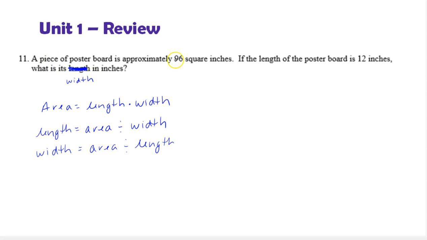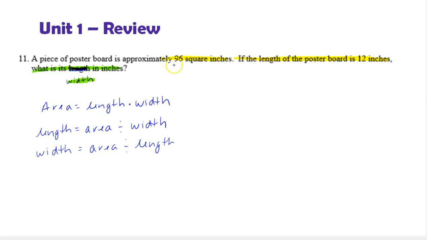A piece of poster board is approximately 96 square inches. If the length of the poster board is 12 inches, what is its width? And that's our question. Okay, so we're assuming it's a rectangular piece of poster board, and we need to use one of these formulas. So we know that one way to think of multiplication is area and its length times width. So other ways we can rearrange this formula is length is area divided by width, or width is area divided by length.